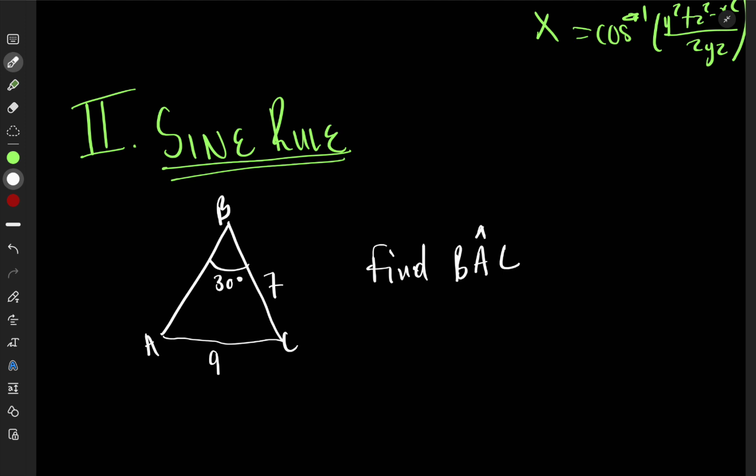Okay, the angle is at vertex A, so we'll put A at the center. This is an example. Now, for us to get this angle, do we have an included angle? No. 30 degrees is not an included angle because we don't know this side, okay? And then, do we have three sides? No. So we can only use the sine rule, okay?